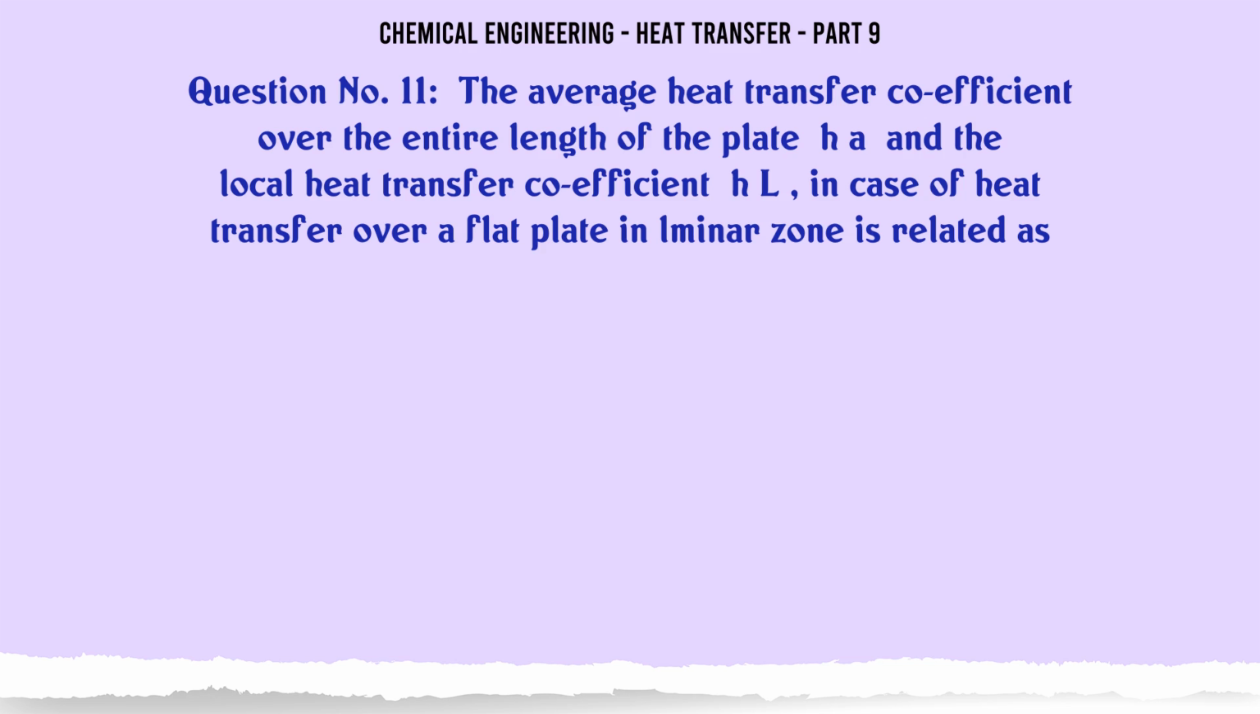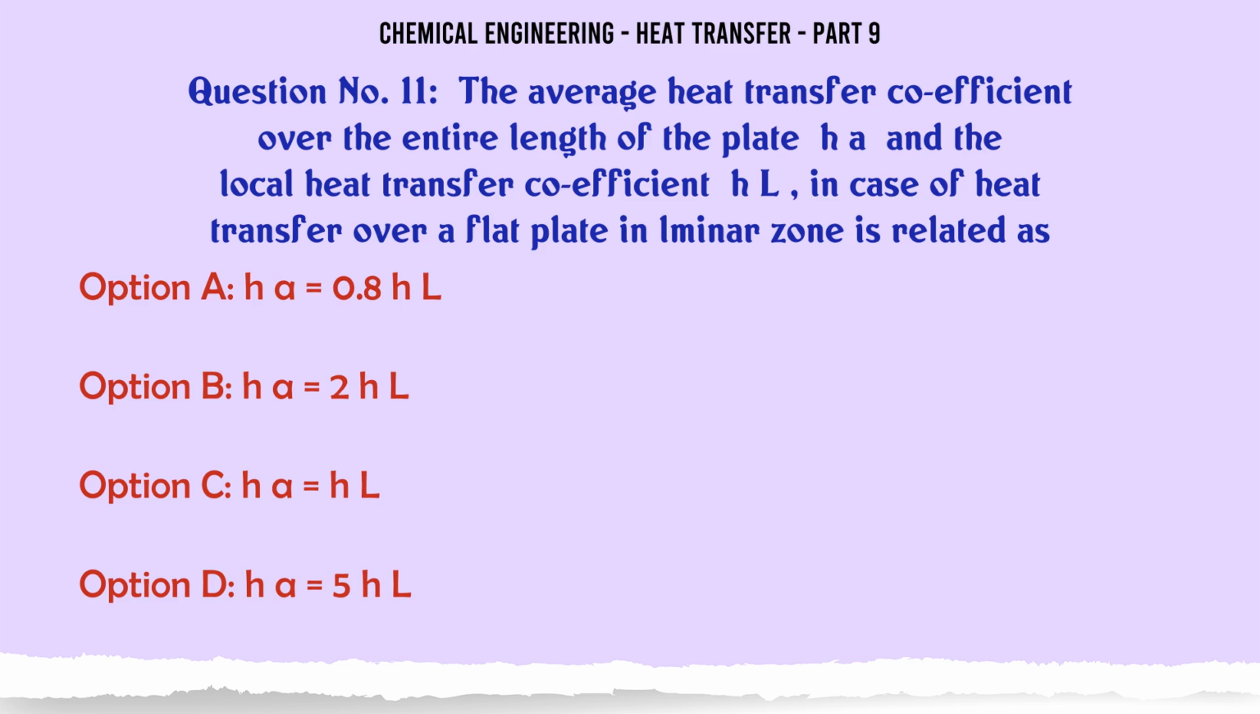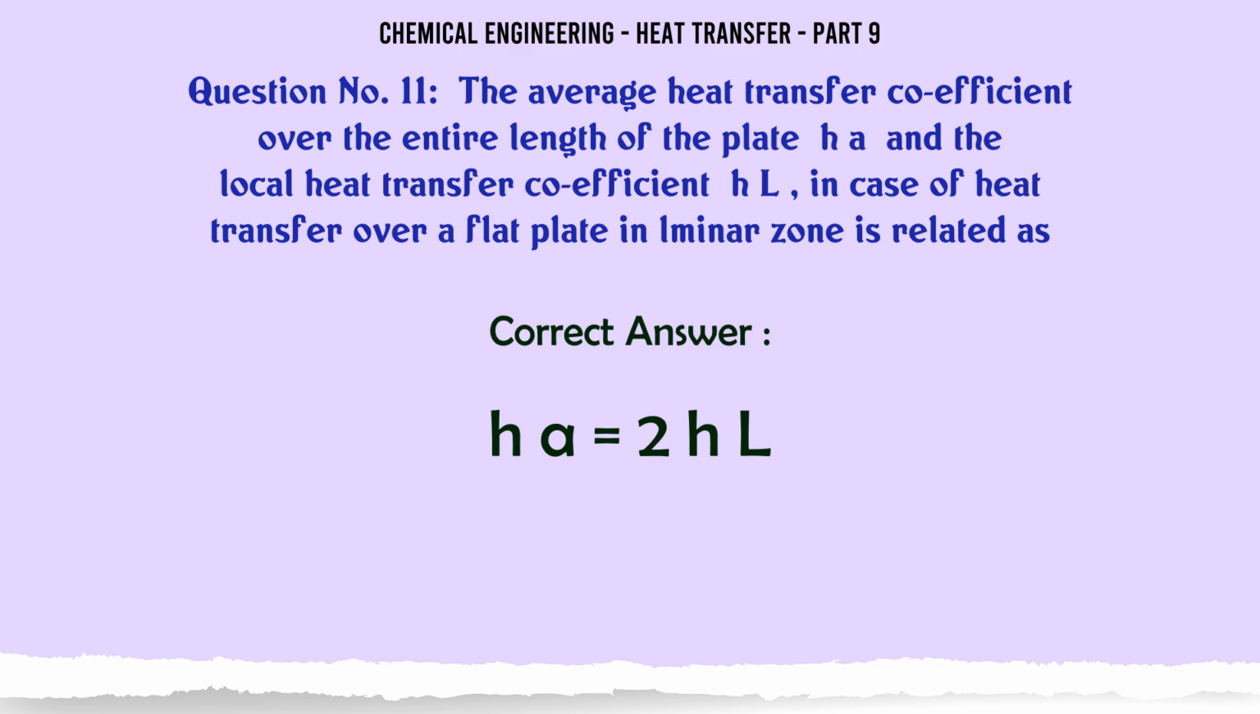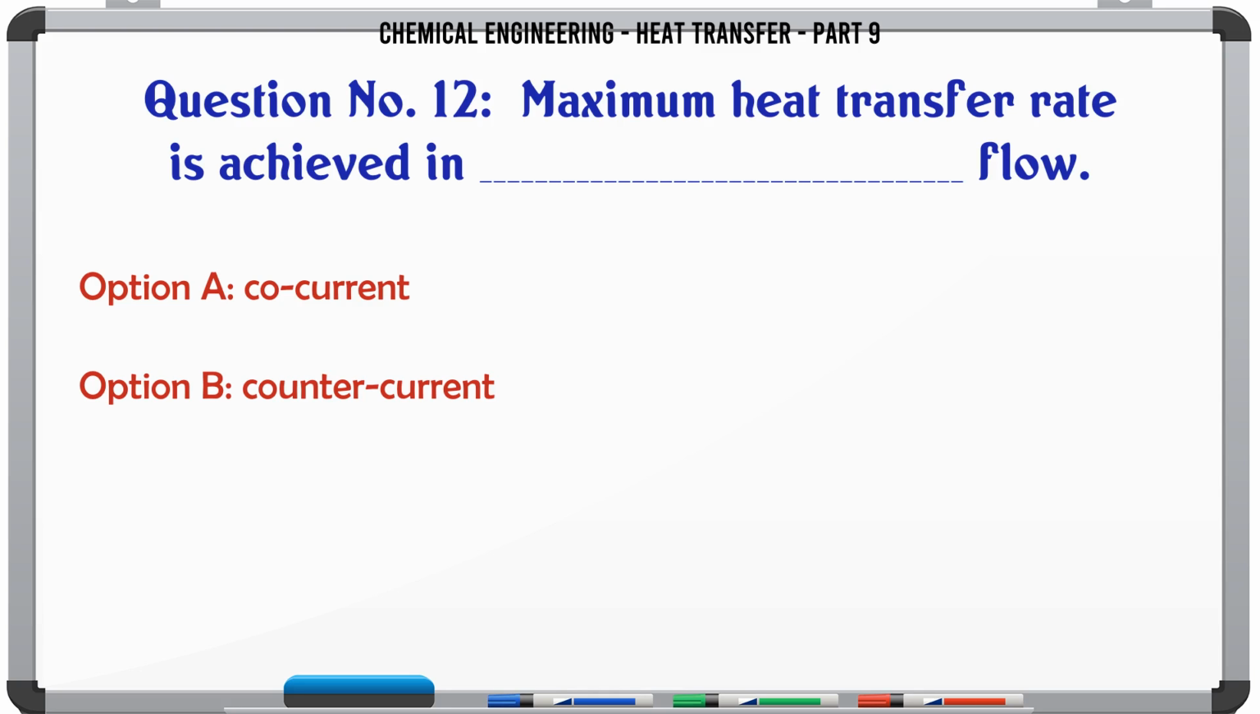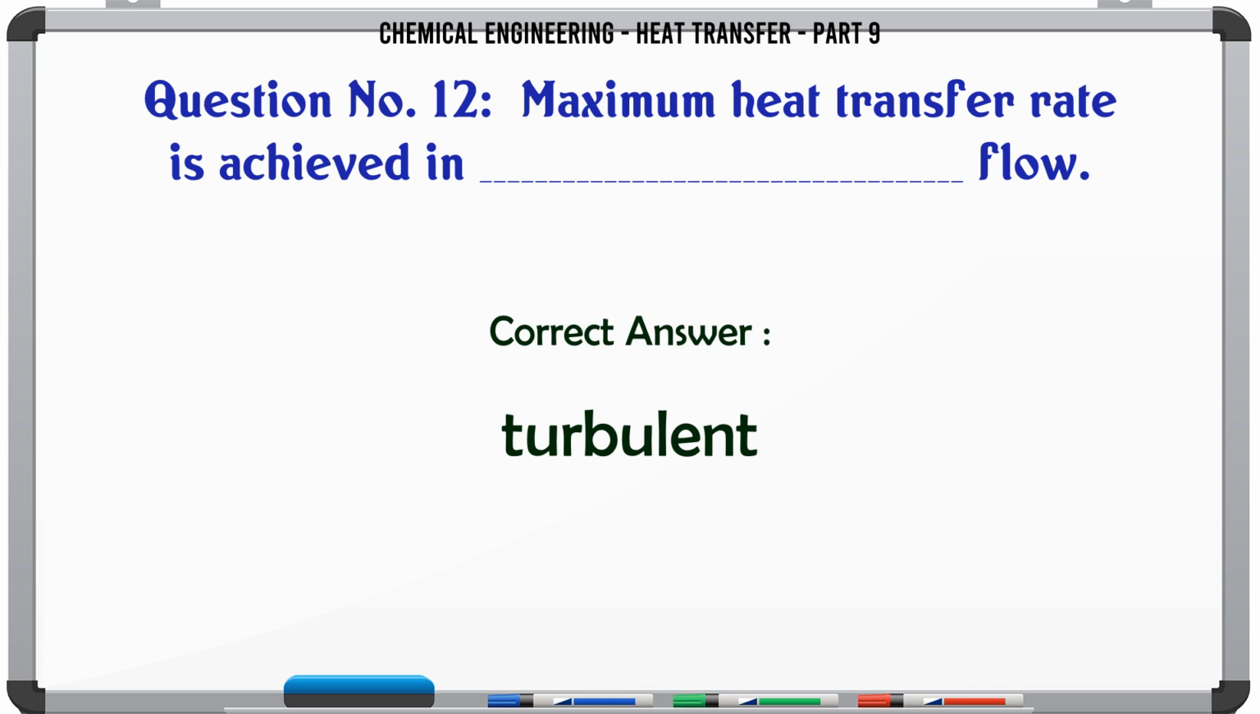The average heat transfer coefficient over the entire length of the plate, HA, and the local heat transfer coefficient, HL, in case of heat transfer over a flat plate in laminar zone is related as: A, HA = 0.8 HL; B, HA = 2 HL; C, HA = HL; D, HA = 5 HL. The correct answer is HA = 2 HL. Maximum heat transfer rate is achieved in flow: A, co-current; B, counter-current; C, turbulent; D, laminar. The correct answer is turbulent.